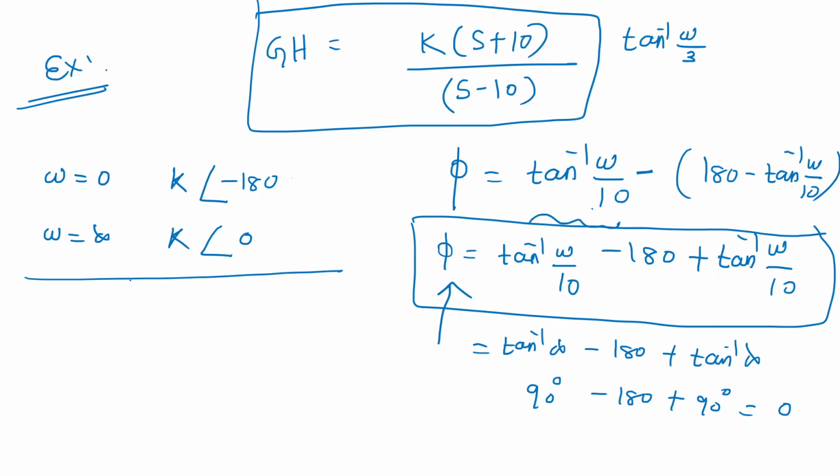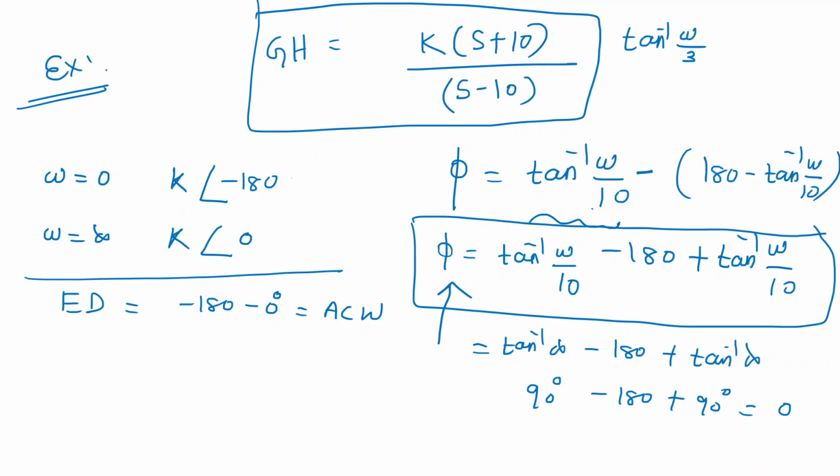Now the starting direction is not required. Don't consider the starting direction. Directly write the ending direction. Ending direction is the difference of these two: minus 180 minus 0 degree, negative. Negative means anti-clockwise. So the ending direction is minus 180 degree, we can take the difference. So it is anti-clockwise.